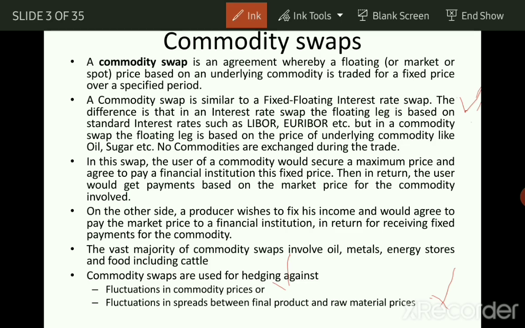Okay, so here I can understand this. The main users of these commodity swaps are oil companies, metal extracting companies, energy creation companies, food processing companies like cattle, etc.